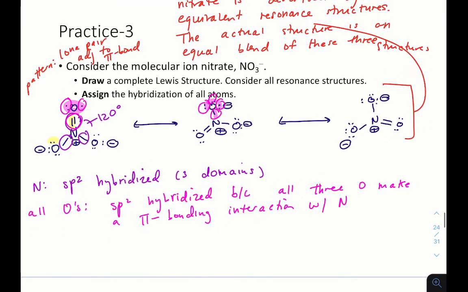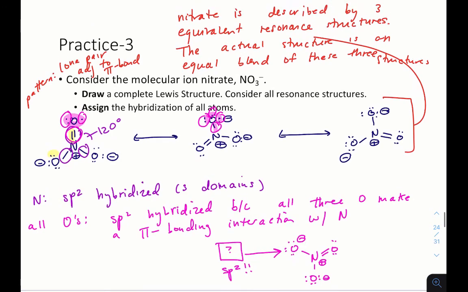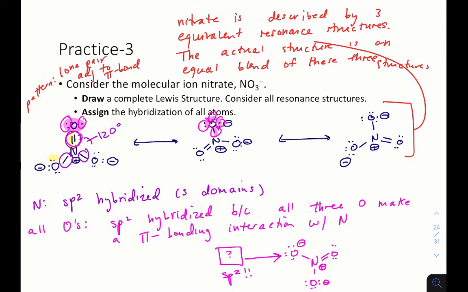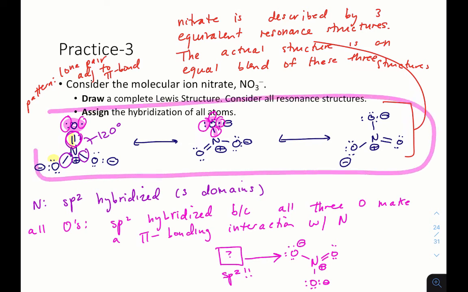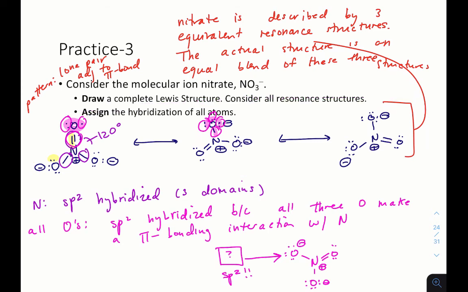So if on a test, because we care about that, right, I gave you nitrate and I pointed to this atom and I said, what is the hybridization? You would need to say sp2. You would need to recognize that nitrate is described by these 3 resonance structures, which show us that all 3 of those oxygen atoms make a pi bonding interaction with nitrogen, and the hybridization must accommodate this. In order to make a pi bonding interaction, the atom must have a p orbital, and thus must be sp2 hybridized.